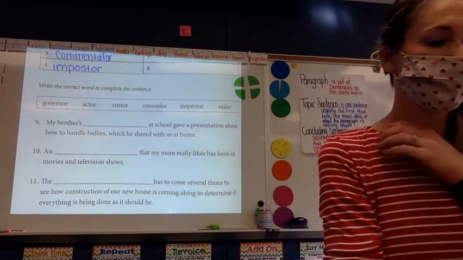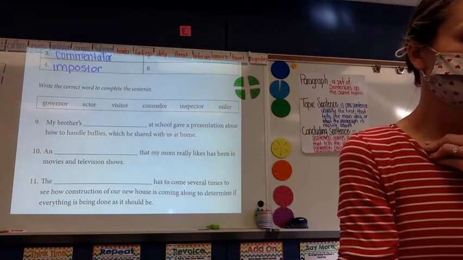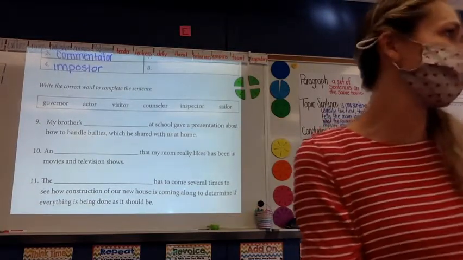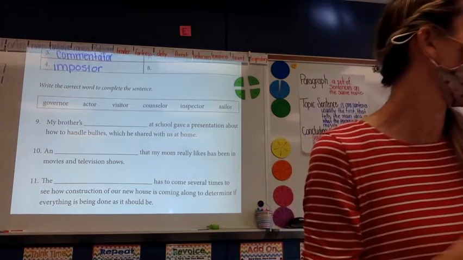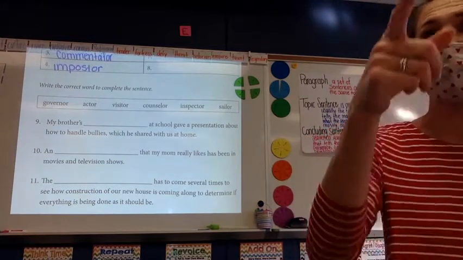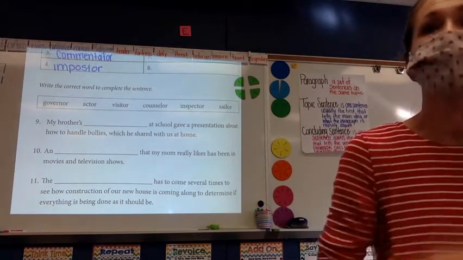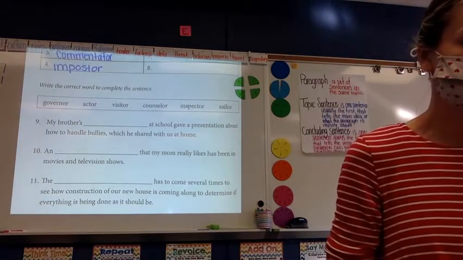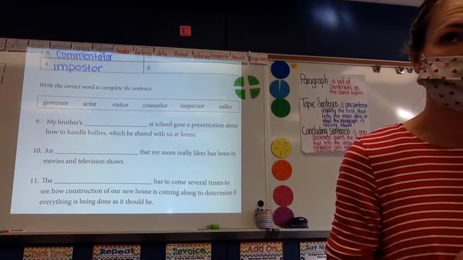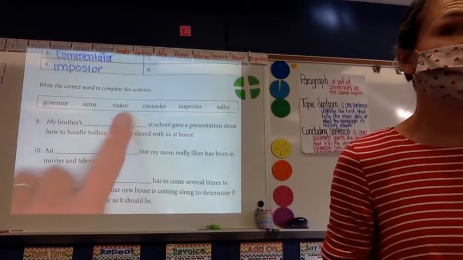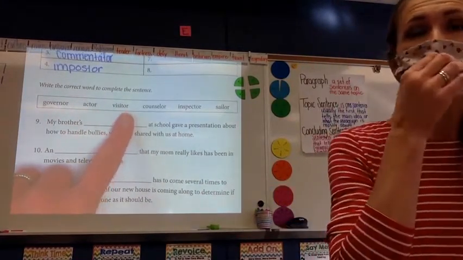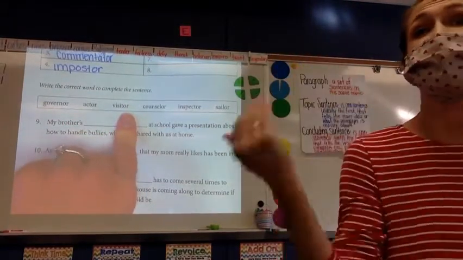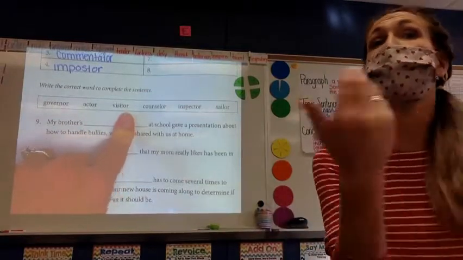Yes. Did someone do already sailor? A sailor? Nope, it's going to be someone who sails. Like on the sea, right? Yep. And it's not hurting anyone. Yes. No. Zoe? Visitor? Visitor. It's going to be someone who visits somewhere, right? So I am a visitor whenever I go to my friend Rachel's house. I am a visitor. I'm going there to visit.